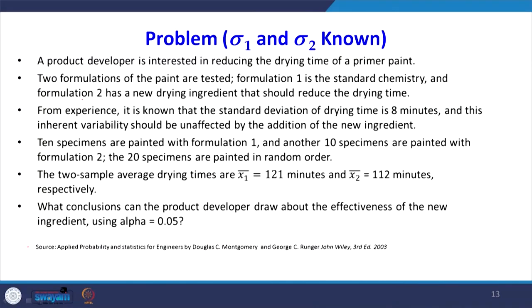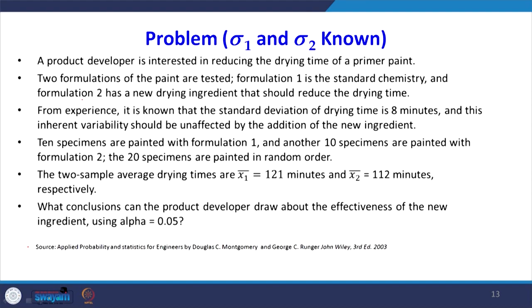We will do a problem on this when sigma 1 and sigma 2 are known. The problem is taken from the book Applied Probability and Statistics for Engineers by Montgomery. A product developer is interested in reducing the drying time of a primer paint. Two formulations of the paint are tested. Formulation 1 is the standard chemistry, and formulation 2 has a new drying ingredient that should reduce the drying time.